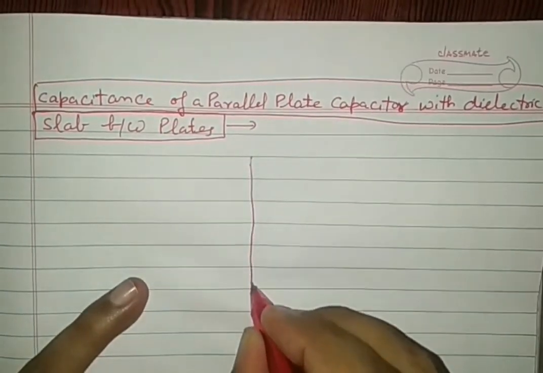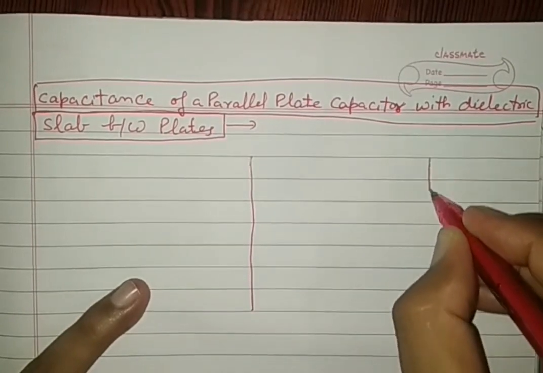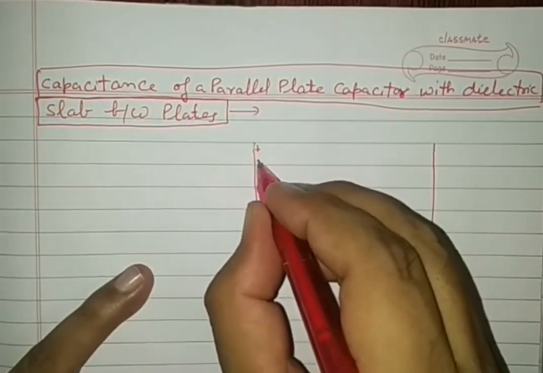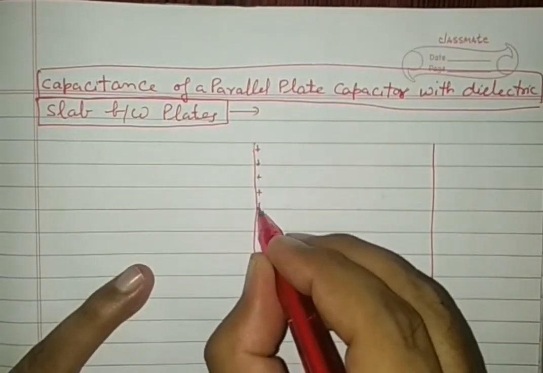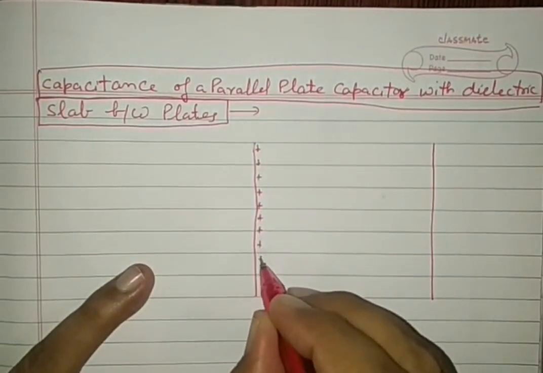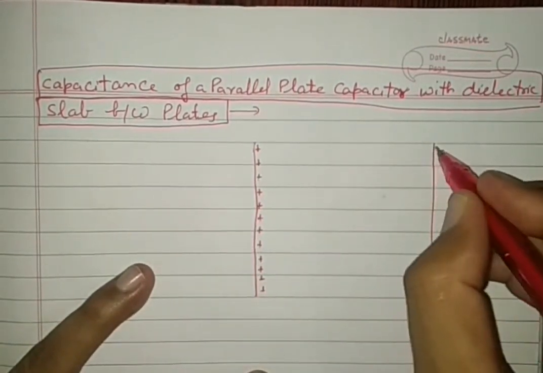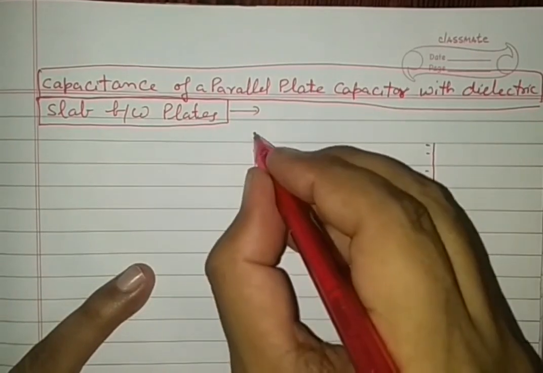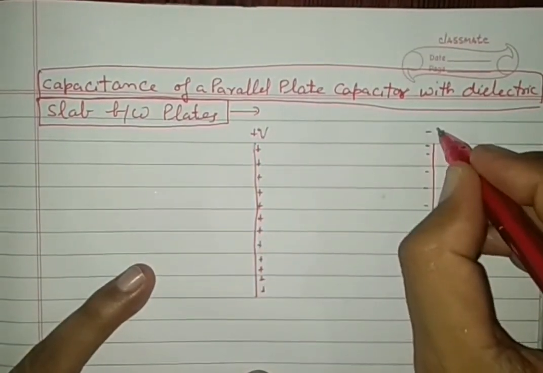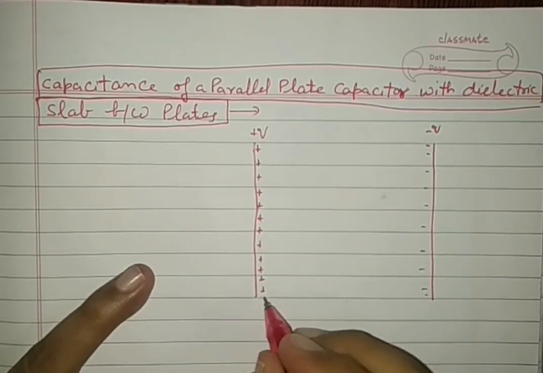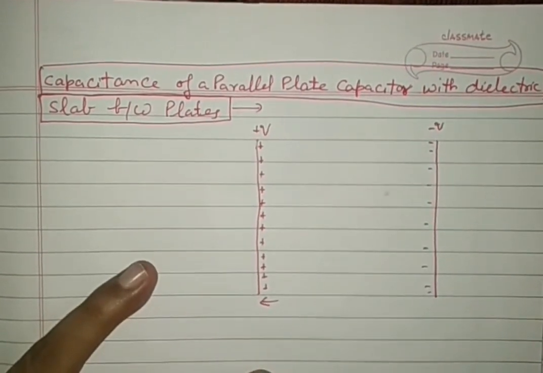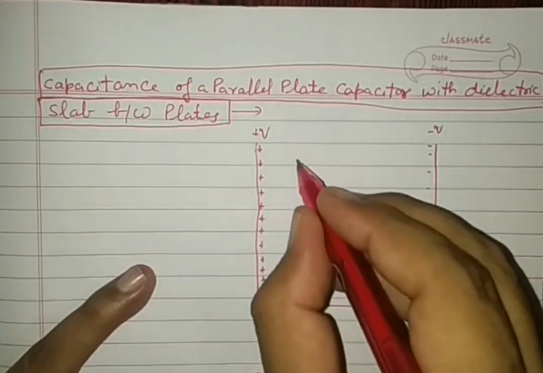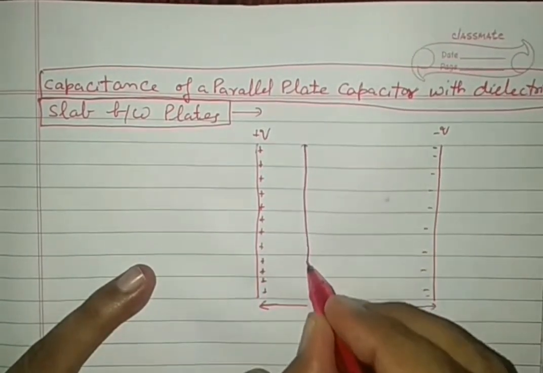Here are two parallel plates of a capacitor in the figure. Clear? On one plate there is a positive charge and on the other there is a negative charge. The positive charge is represented by plus Q and the other is minus Q. The separation between the plates is given here, D. A dielectric slab is placed between the plates.